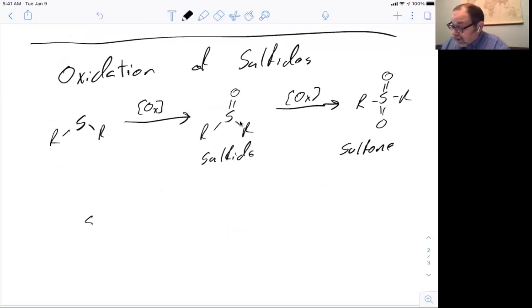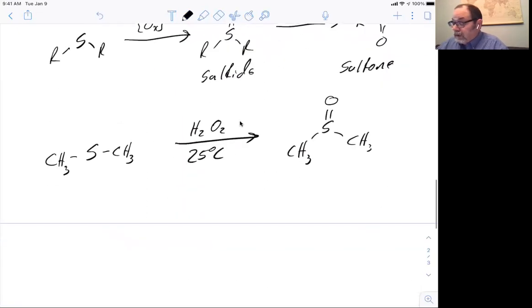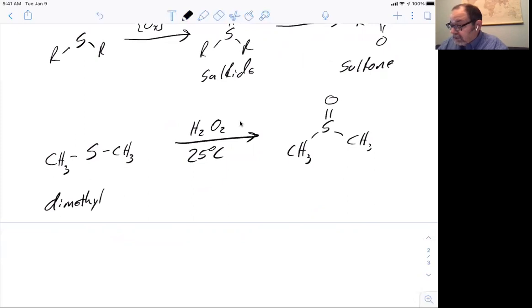For the oxidation of the sulfide, let's go ahead and put a derivative here. You might as well use one that you're going to see again and again. So let's do the methyl. Okay. If we use a somewhat mild oxidant, so hydrogen peroxide at room temperature, we can end up with the sulfoxide. If we look at this one, this is dimethyl sulfide.